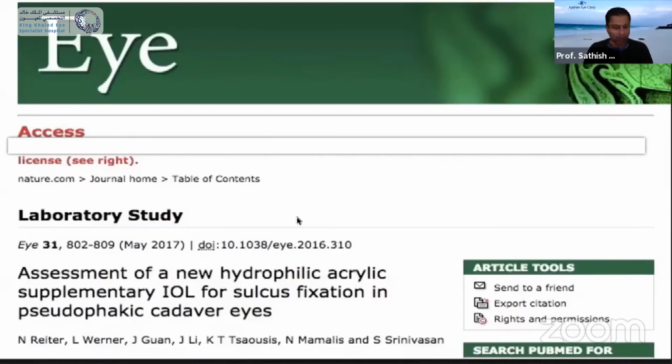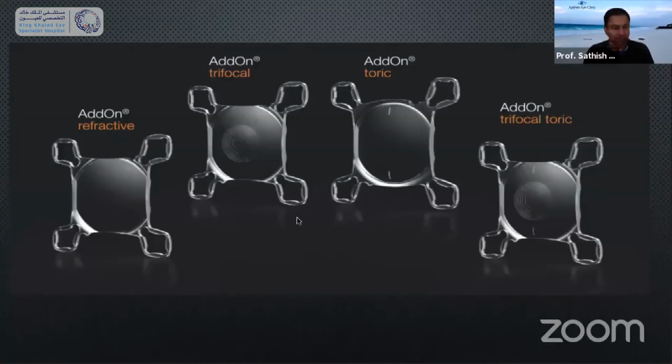And this study was published in 2017 in the Eye Journal, showing that irrespective of the primary lens in the capsular bag, these secondary add-on lenses in the ciliary sulcus give a good stability in the ciliary sulcus.